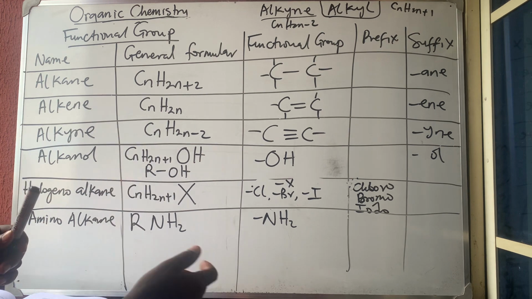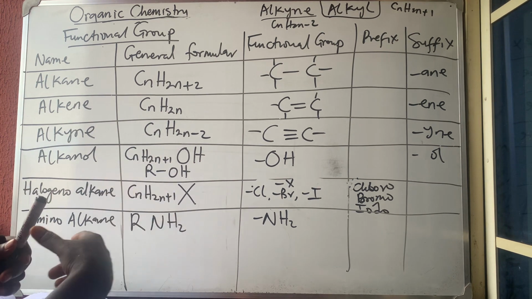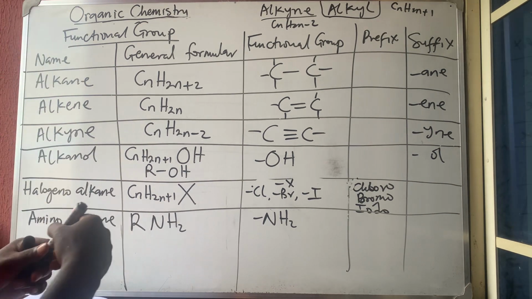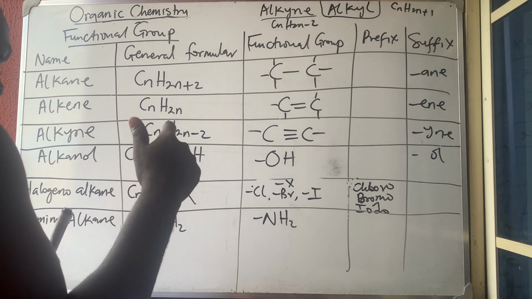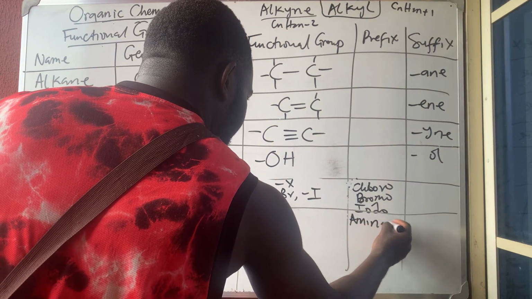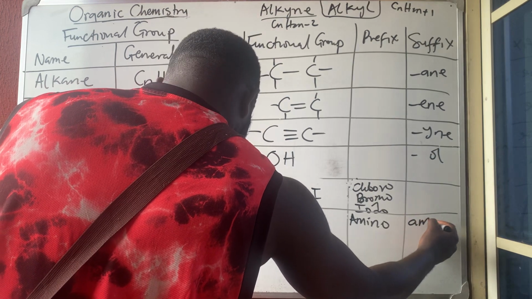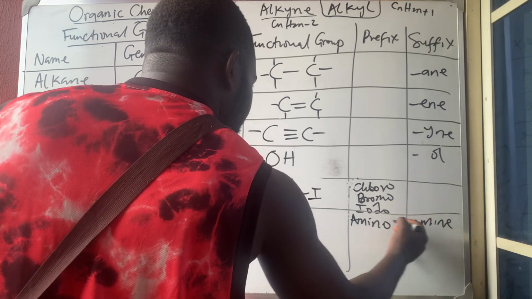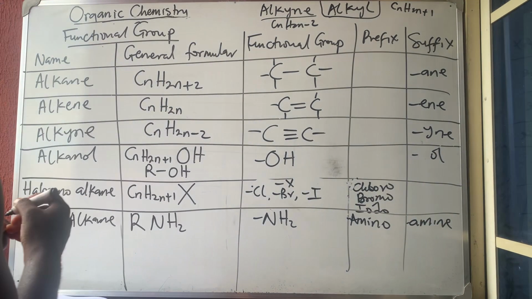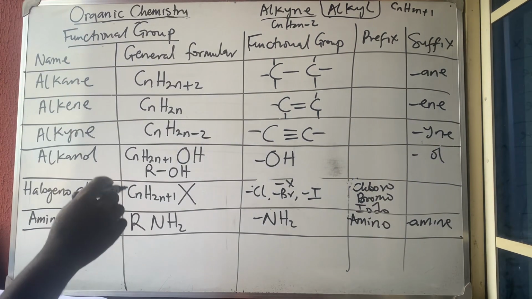NH2 is their parent group, and then we can use them as the prefix or as the suffix. They can always form the parent name as well. In the parent name we call it amine, but in the prefix we use them as amino. So this is amino in the prefix, and in the suffix we call it amine. Okay, amine. These are all the homologous series.